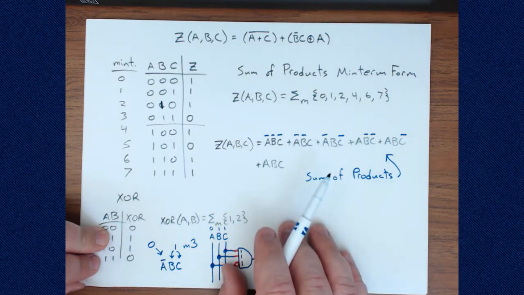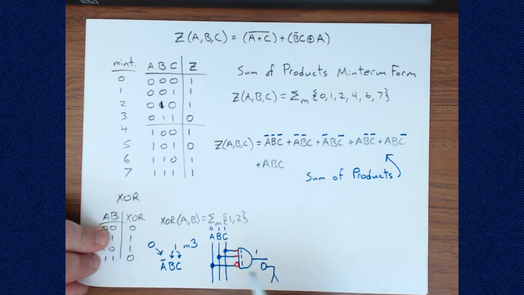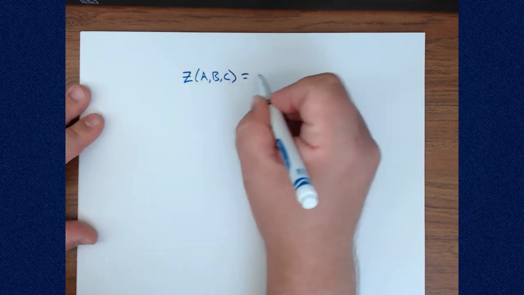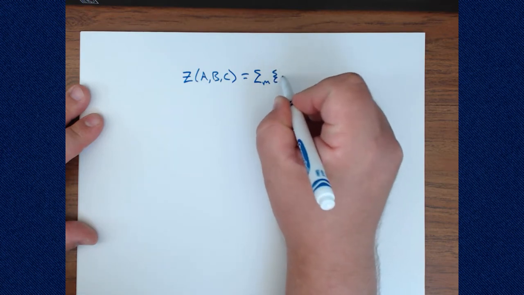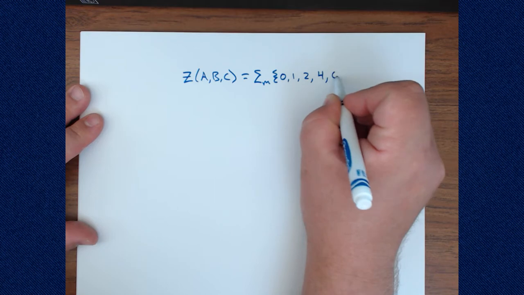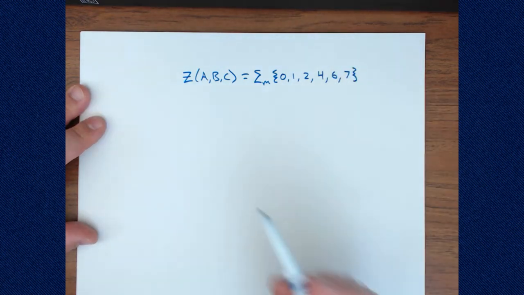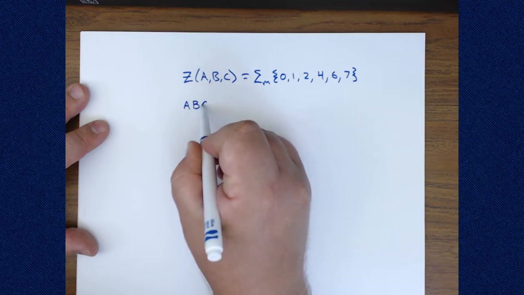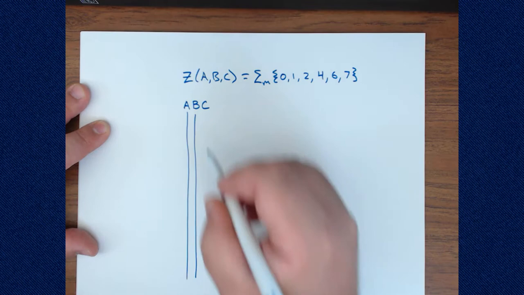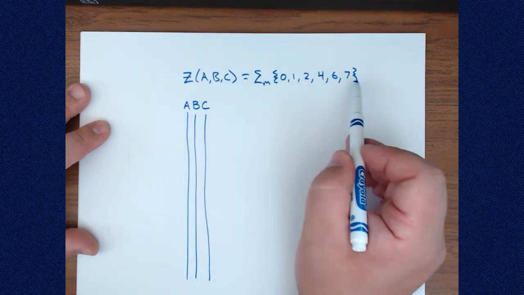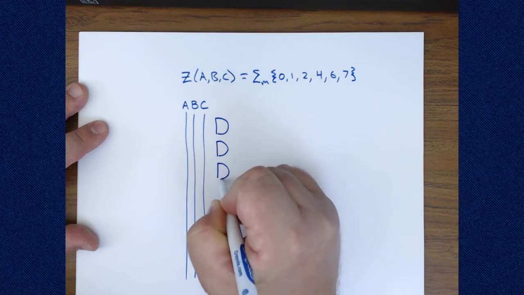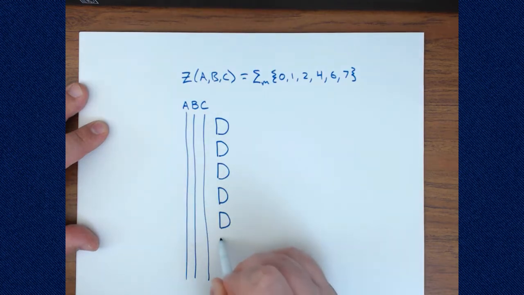All right, so let's draw the circuit out for this now that we know how this works. I'll rewrite the function in sum of products minterm form. Z is a function of A, B, and C, and is equal to the sum of minterms 0, 1, 2, 4, 6, and 7. Then what I know I have in the end is a circuit that has our 3 input variables. They're going to all be bussed down. I know I'm going to have a product for each of these 6 incidences, so I'm going to write 6 AND gates here. 1, 2, 3, 4, 5, 6.